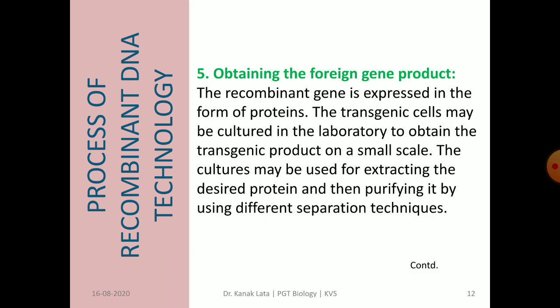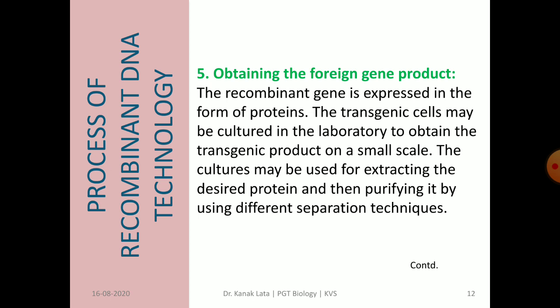Next step of recombinant DNA technology is obtaining the foreign gene product. When a piece of foreign DNA is inserted into a cloning vector and then transferred into a bacterial cell or plant or animal cell, it gets established and is allowed to express its role in synthesis of desired proteins, and they are called recombinant proteins.